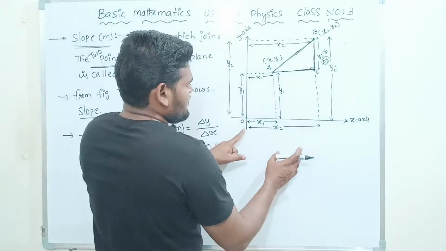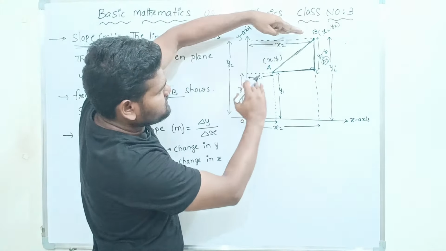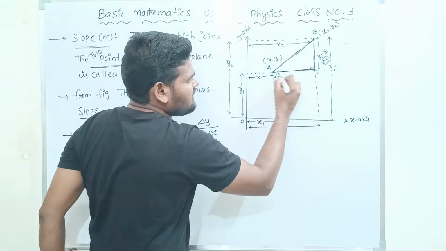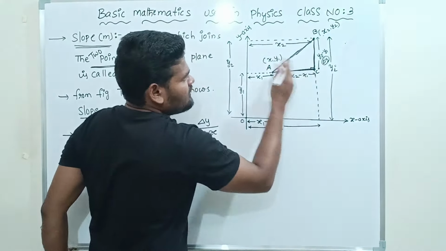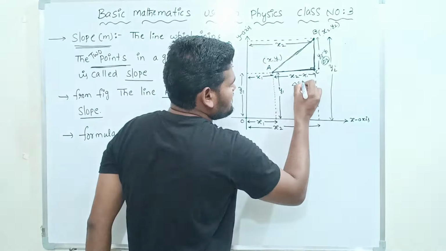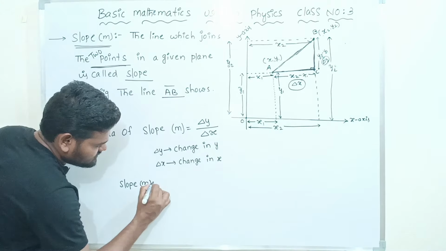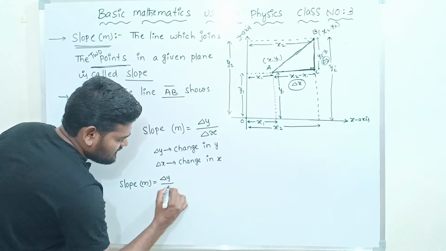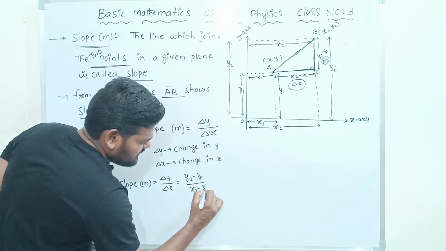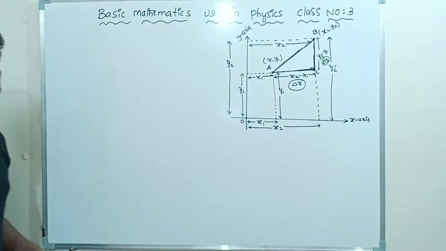Same as from here to here the length is x2, and from here to here the length is x1. What is the remaining length of the side AC in the right angle triangle? X2 minus x1. This one minus this one gives this length. Now x2 minus x1 is called the change in length, delta x. Therefore, the formula of slope m is equal to change in y by change in x, which is equal to y2 minus y1 by x2 minus x1. So this is the formula of slope. Are you getting? All right.